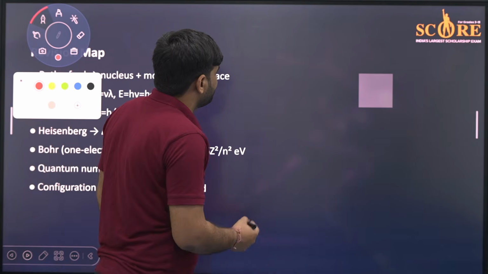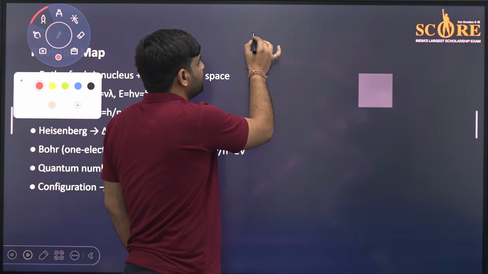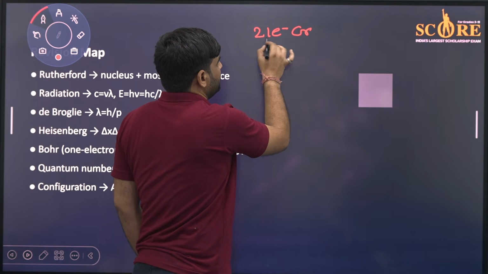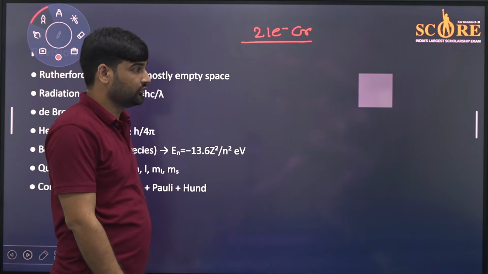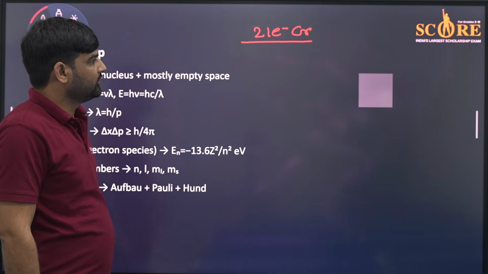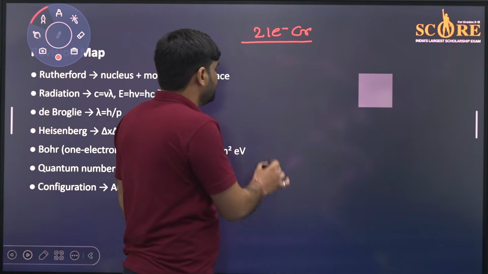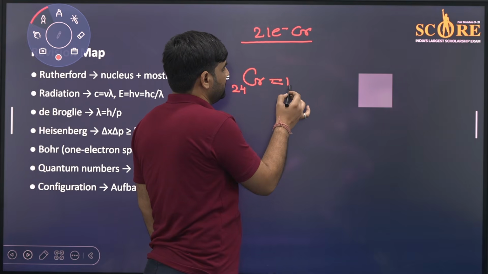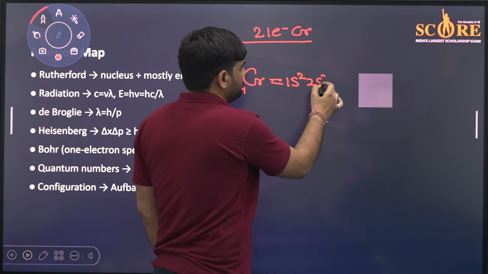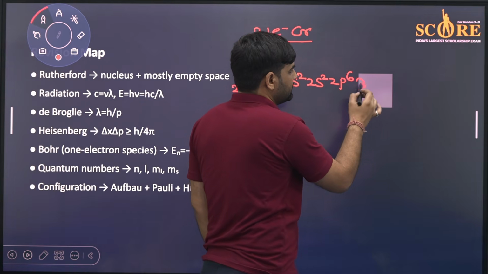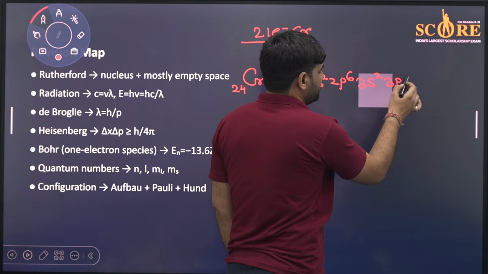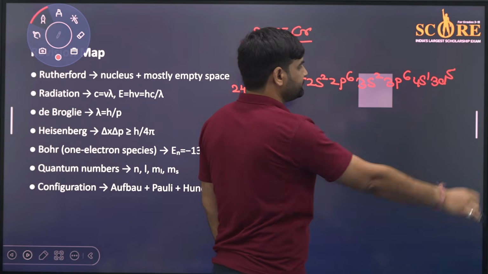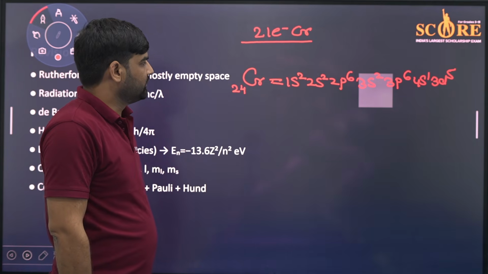Next question is, you have to find the principal quantum number for the 21st electron of chromium. First of all, we have to write the electronic configuration of chromium. You know, chromium is at 24 and the configuration is 1s2, 2s2, 2p6, 3s2, 3p6, 4s1 and 3d5. I think this is the configuration.